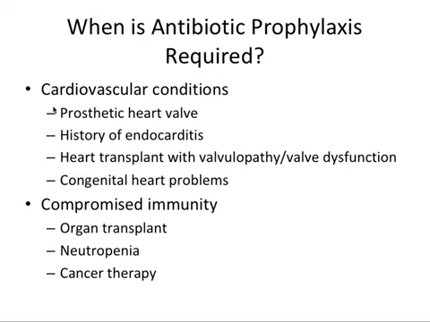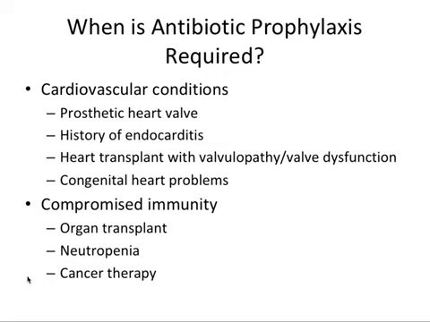And these four are absolutely critical to remember, because I guarantee you'll get at least one or two questions on this information alone. So the cardiovascular conditions that need antibiotics would be if you have a prosthetic heart valve, if you have a history of an endocarditis, which is a type of heart infection, a heart transplant with valvulopathy, which means some sort of dysfunction with your heart valves, or if you have congenital heart problems. So these four would be mentioned in a case question, and you'd have to know if that patient requires antibiotics.